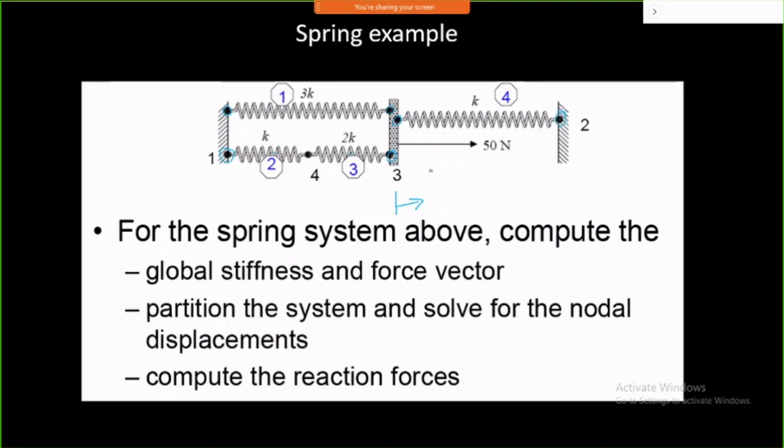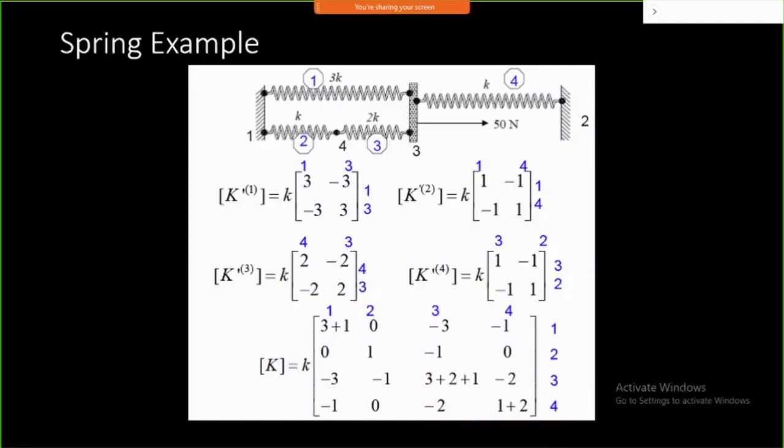I can give the numbering anywhere. I can give the node numbering here 2, and here I will now include 3. So this is the way we can solve it, and you can just look at how it is done.